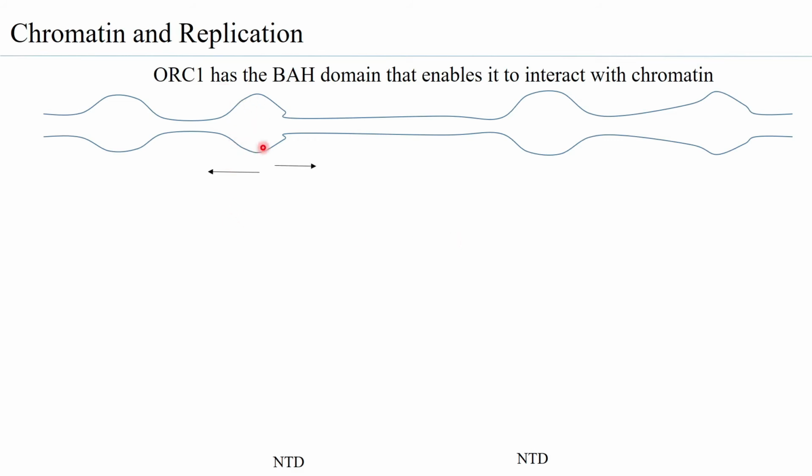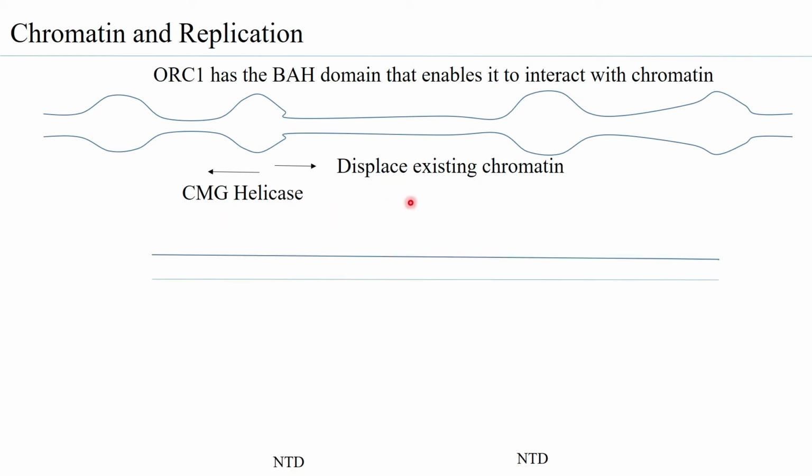Now, once you have the origins opening, you know that one replication fork will move in this direction, the other replication fork is going to move in this direction, and that is thanks to the CMG helicases. So the CMG helicases are responsible for displacing the existing chromatin. So in this region, if there is any chromatin, then it is the CMG helicase that probably has to displace the existing chromatin. So as it opens up, it has to displace the existing chromatin. So how does it do it? There may be a molecular mechanism which enables it to do it. So this is an extremely important fact.